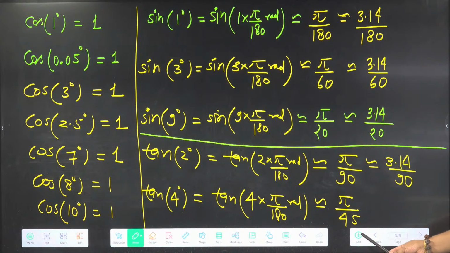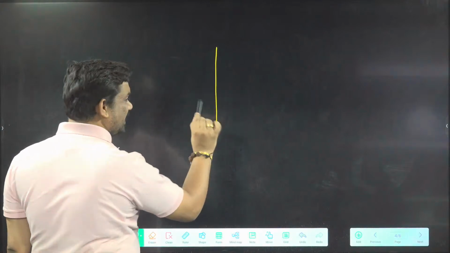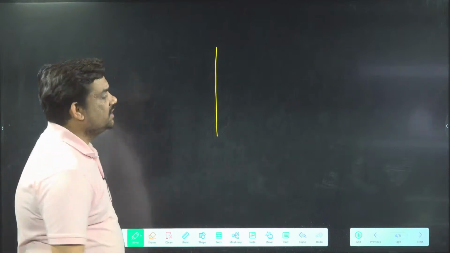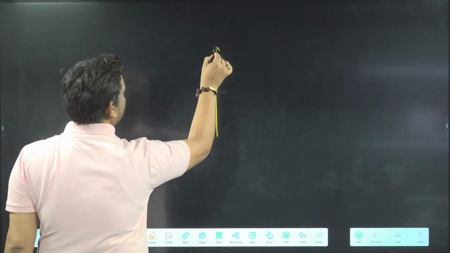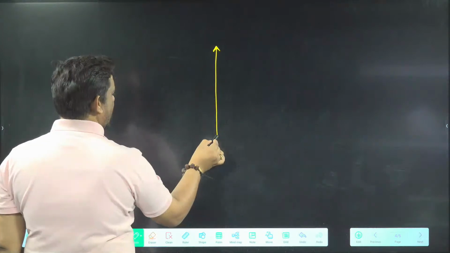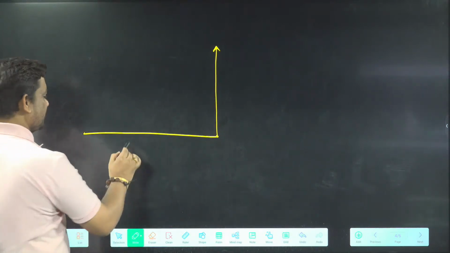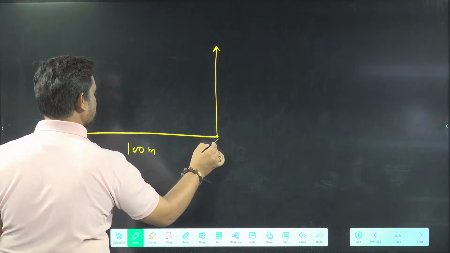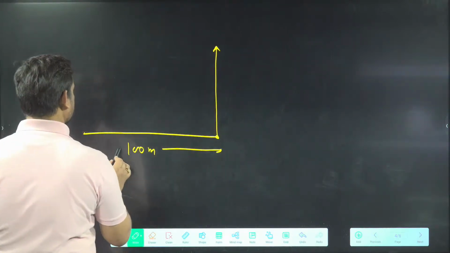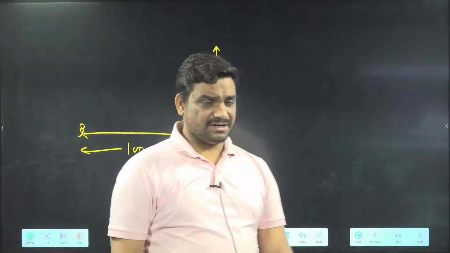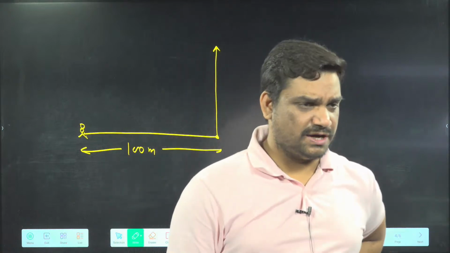Listen, questions will come like this. This is a very easy question, very easy pattern, it's easiest we can say. They will say there is one tree or tower, and one person is standing. One person is there at the distance of 100 meters from the base of tower. This is the base of the tower, and from the base of the tower, this is a person standing at the distance of 100 meters from the base of tower.